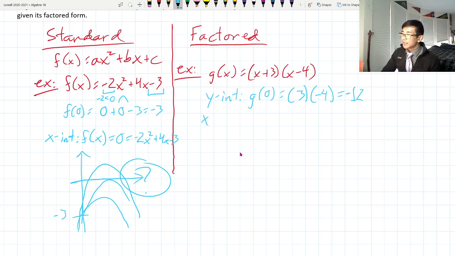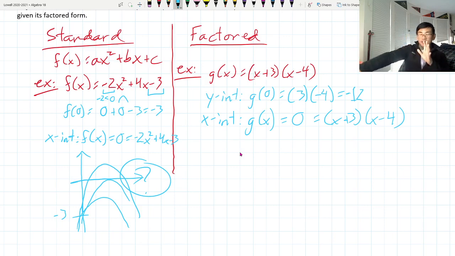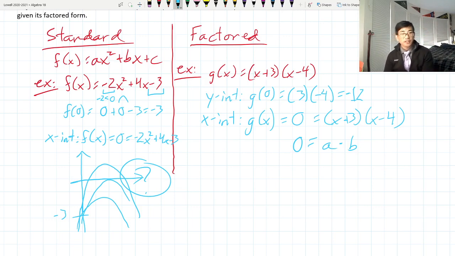Now, I could find the x-intercepts as well, even though it doesn't quite look like it. But again, we're going to start off by plugging in 0 for g of x, so 0 equals x plus 3, and then x minus 4. And so what you're going to want to do here is kind of step back a tad. And really what you're looking at is 0 is equal to something times something, a times b. Now you might remember this little thing, you might have learned this in middle school or some other math class, but the only way to get a product of 0 from multiplying is if one of the factors that you started with is 0. Let that seep in for a second.